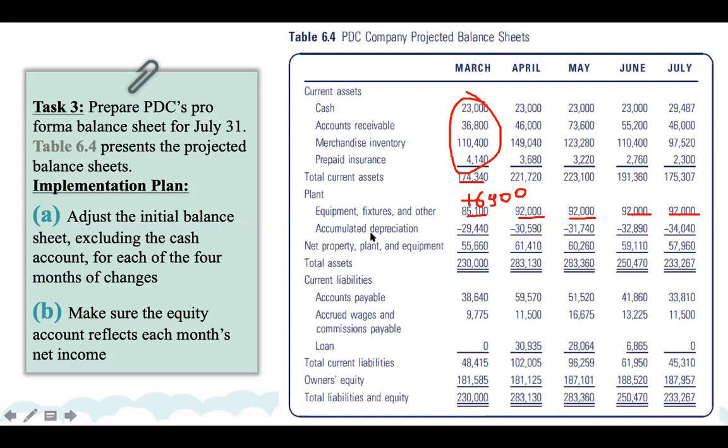Now, the accumulated depreciation. Since the depreciation of 1 month is $1,150, we should just add this number to every accumulated depreciation. So the accumulated number will grow by $1,150 each month. Now we have the net property, plant and equipment, which is the equipment, fixtures and other, minus accumulated depreciation. As simple as that.